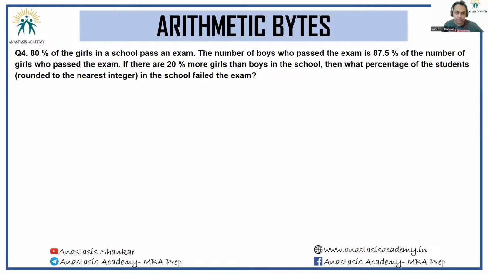Next, 80% of girls in a school pass an exam. The number of boys who pass the exam is 87.5% of the number of girls who pass the exam. If there are 20% more girls than boys in the school, then what percent of the students, rounded to the nearest integer, in the school failed the exam? Okay. I know boys and girls and all of those things. So boys to girls is 5:6. And 80% of the girls in the school pass an exam, so 4/5 of the girls passed. So I'm saying let girls be 30. So boys will be 25.